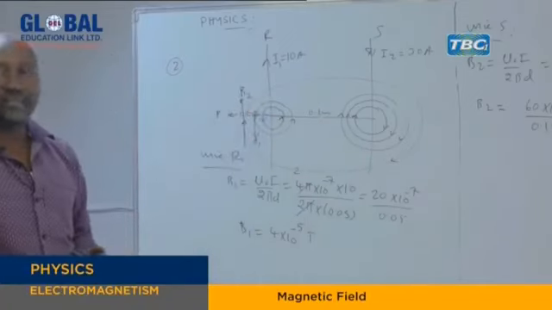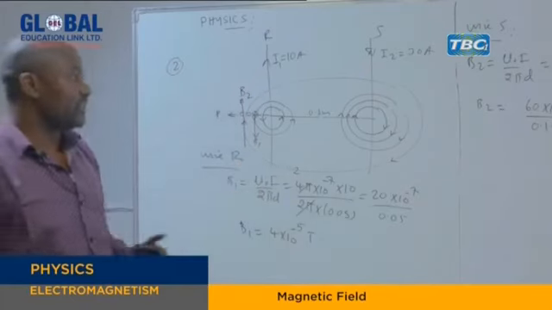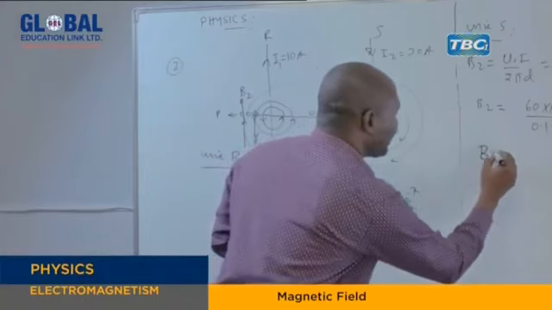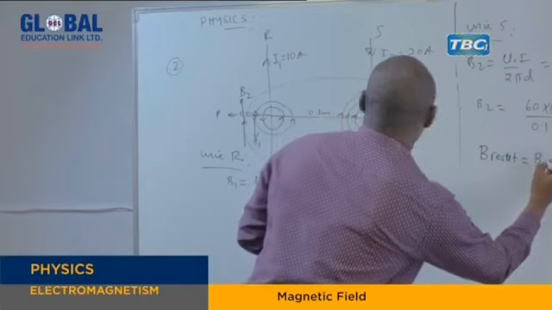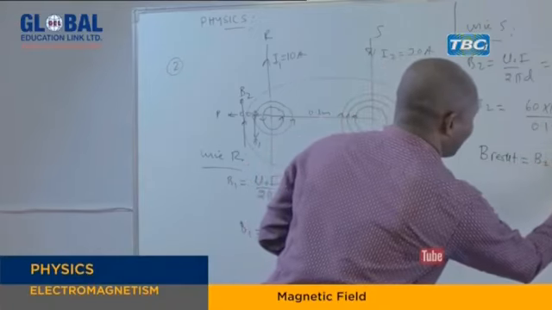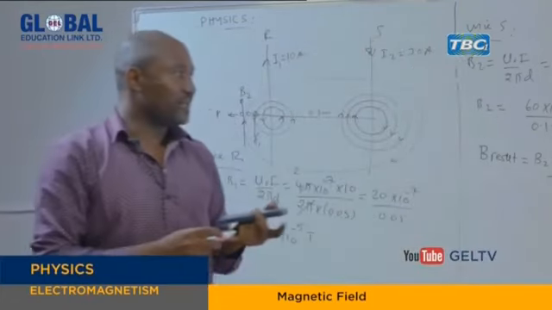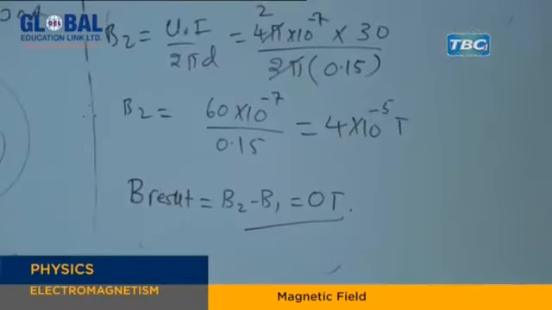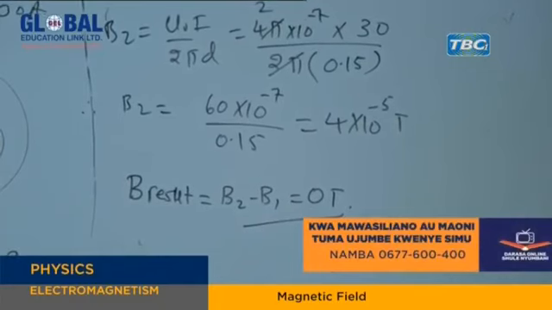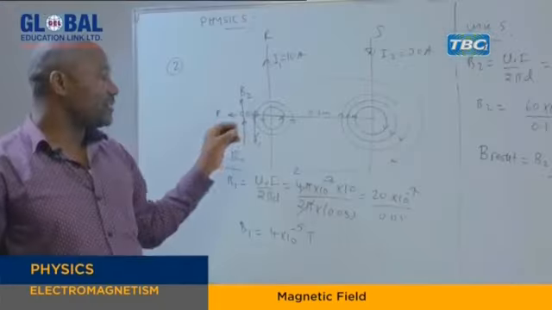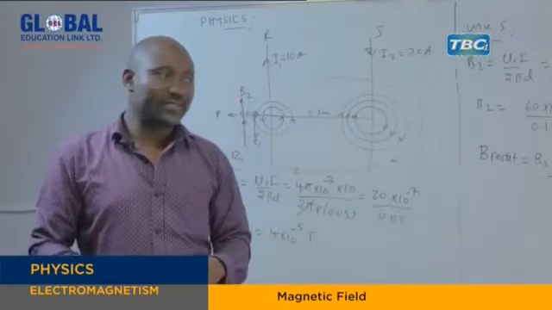And we are looking for the total magnetic flux density, since the two are pointing in different directions. So the resultant magnetic flux density equals B2 minus B1, which gives us 0. That's where the magnetic fields cancel each other. So the magnetic flux density at a point somewhere 0.05 from R and 0.15 from S is 0, because the two magnetic fields cancel each other.